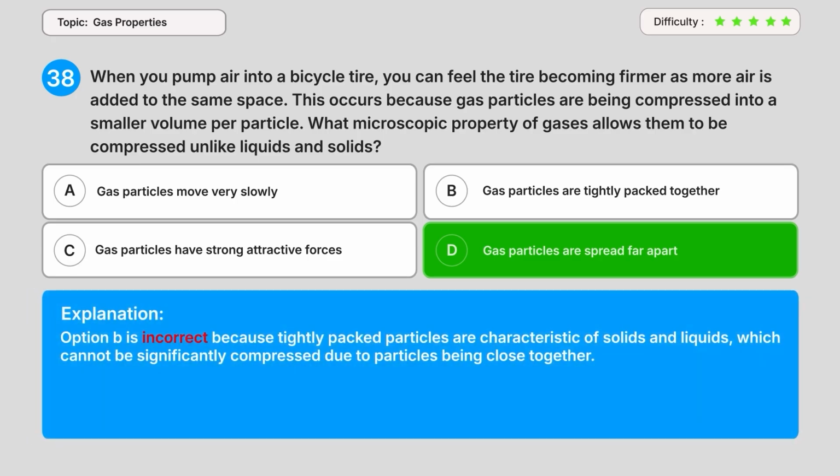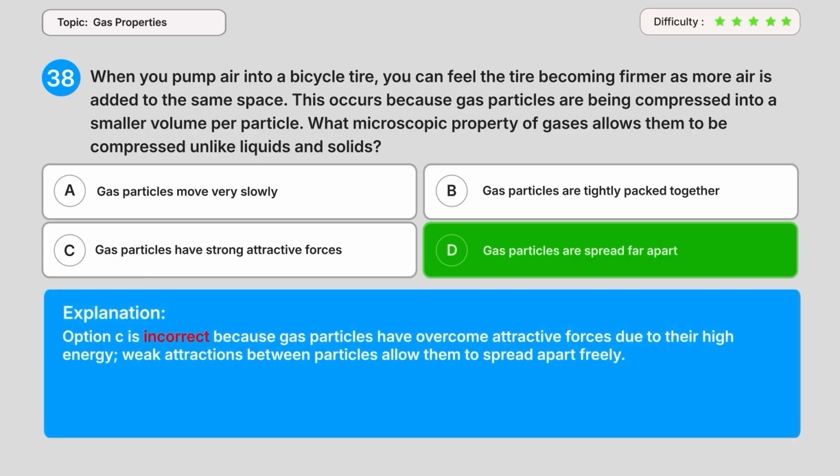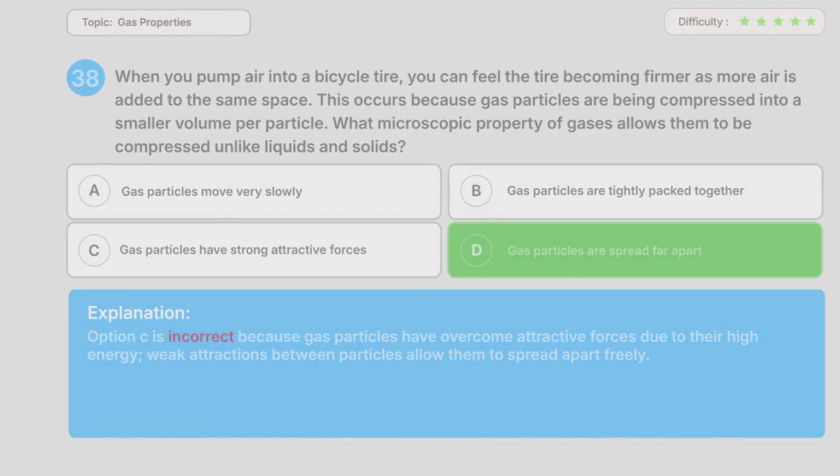Option B is incorrect because tightly packed particles are characteristic of solids and liquids, which cannot be significantly compressed due to particles being close together. Option C is incorrect because gas particles have overcome attractive forces due to their high energy. Weak attractions between particles allow them to spread apart freely.